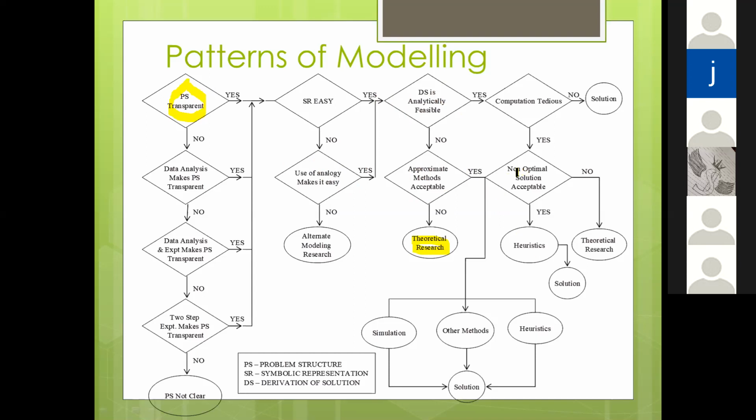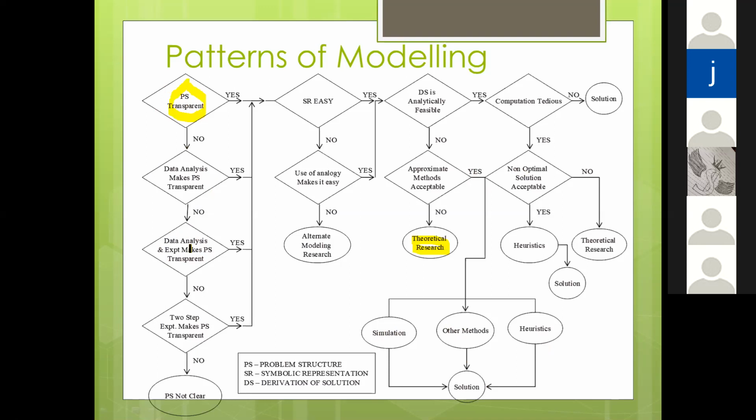Similarly, we can use other methods like simulation and heuristics, and combine these methods to find a solution. Or if the problem statement is not transparent, it is done through data analysis to make it transparent. If the data analysis is also not able to make it transparent, we do some experiments and make the problem structure transparent. We may use two-step experimental structures or something like that.